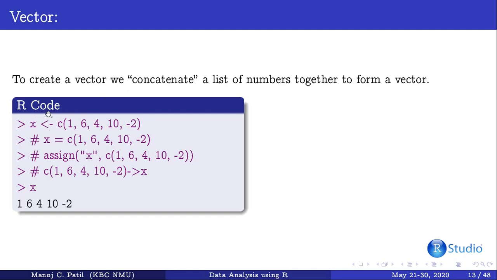So x, less than and minus sign, we can use the less than minus sign or equal to sign, or we can use the assign command, where x is a variable and the value of the variable is given here. We can also use c(1, 6, 4, 10, -2) and the reverse arrow, and this value will be stored in variable x. Likewise, as you can see, hash is used for comment purpose.